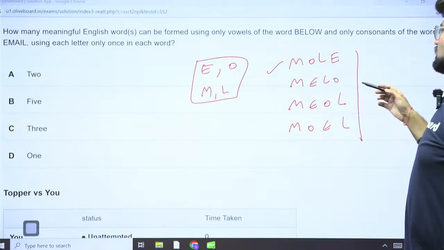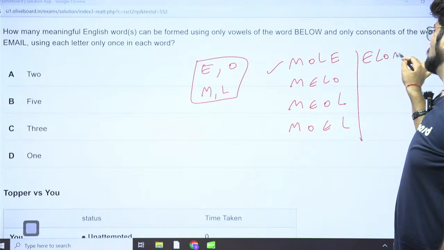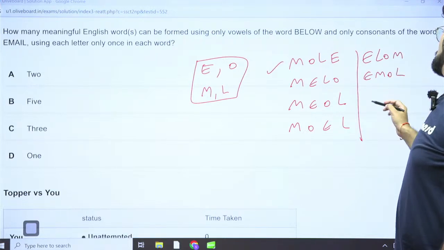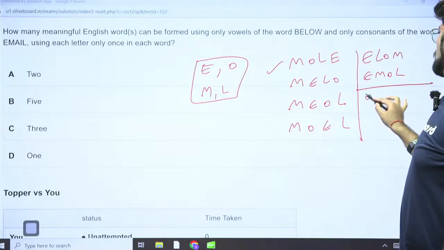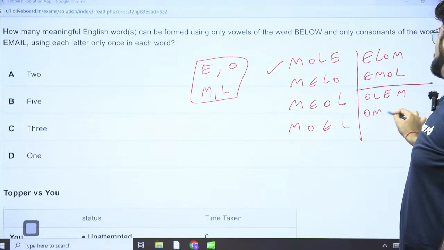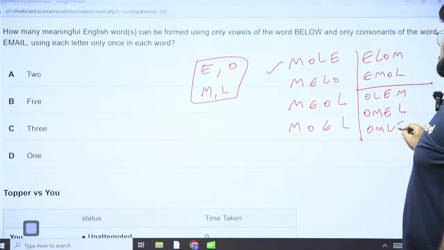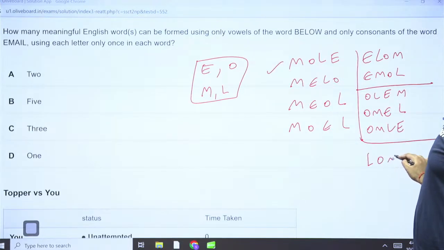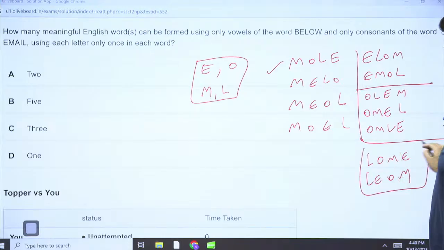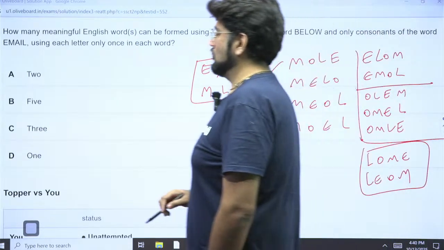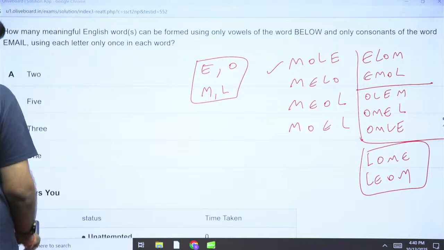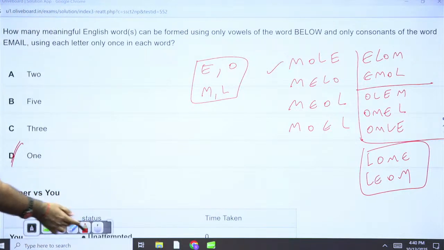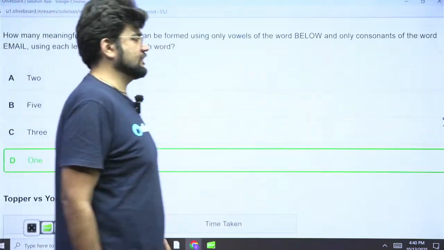With the next combination, elbo, ebol, that's it, no, olbe, obel, obl, nope, and L-O-B-E, lobe, L-E-O-B, leob, that's it, I think, no. There is only one meaningful word which we can form. Okay, usually they'll have very common words. So 1 is the correct answer, 78 seconds.